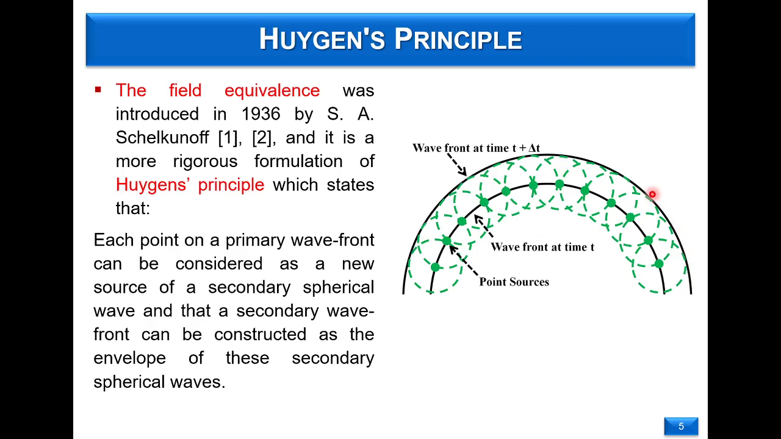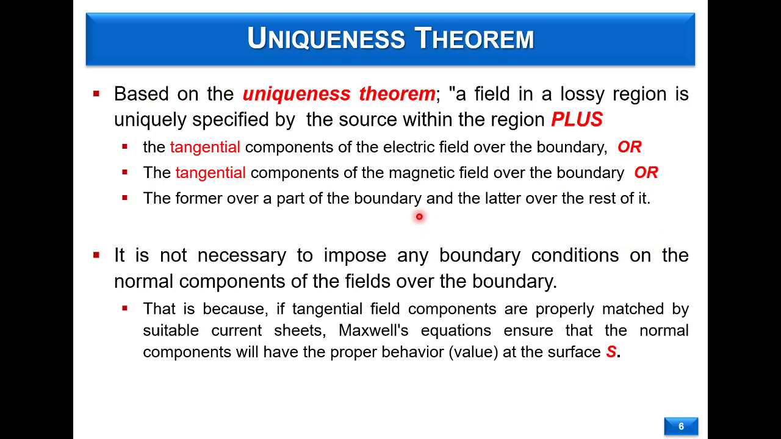secondary spherical waves. So you can see things are progressing over time to a bigger and bigger surface, which is expected for a radiated wave. But this principle will be used heavily when we talk about radiation from aperture. The second very important theorem is the uniqueness theorem.